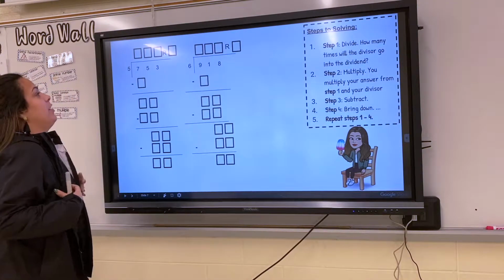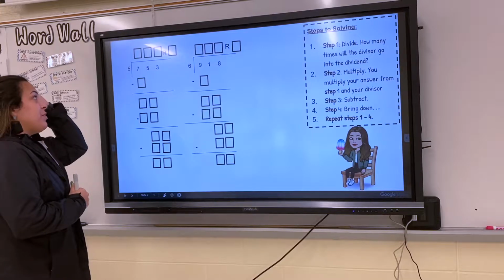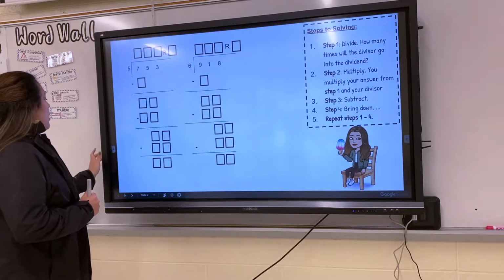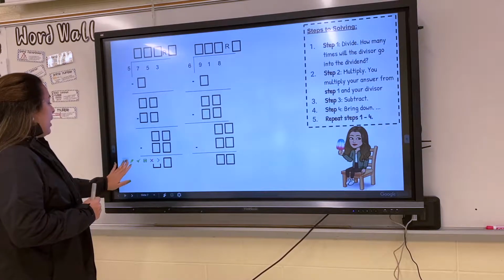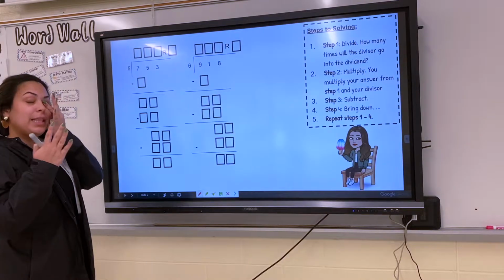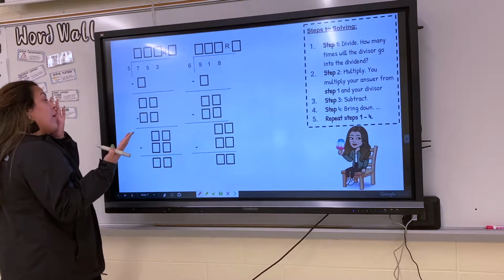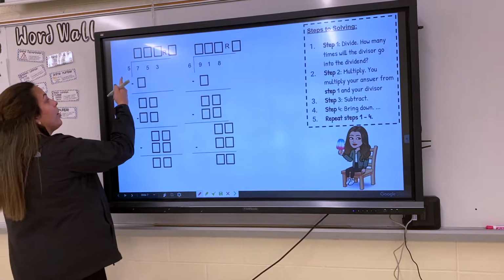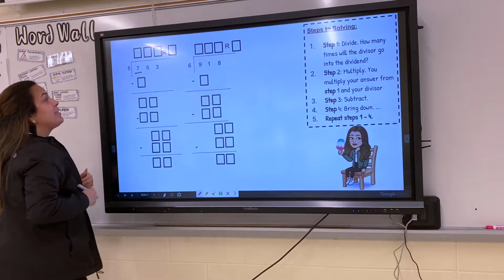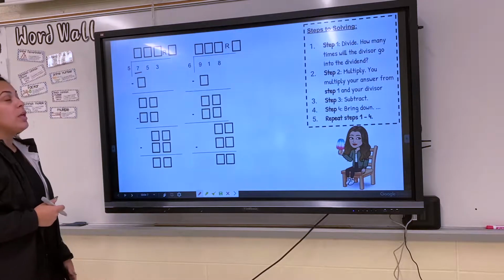We have 753 divided by 5. Since we only have a one-digit number on the outside, this should be a little bit easier. I always want to start with the first number I have and see how many times 5 can go into it.